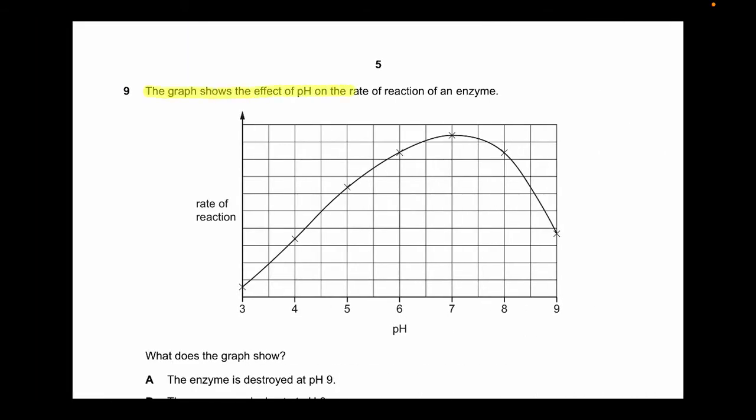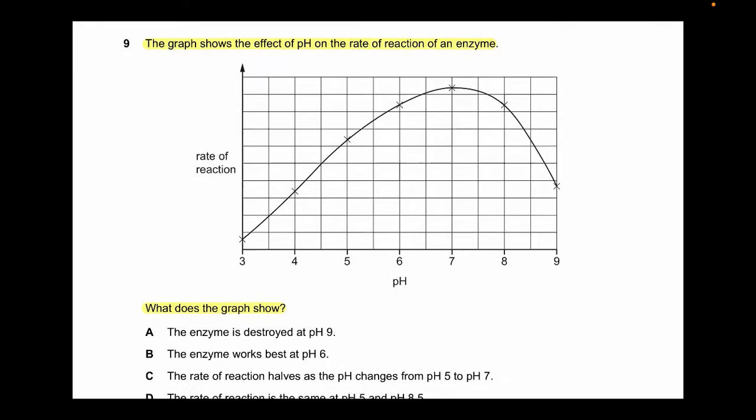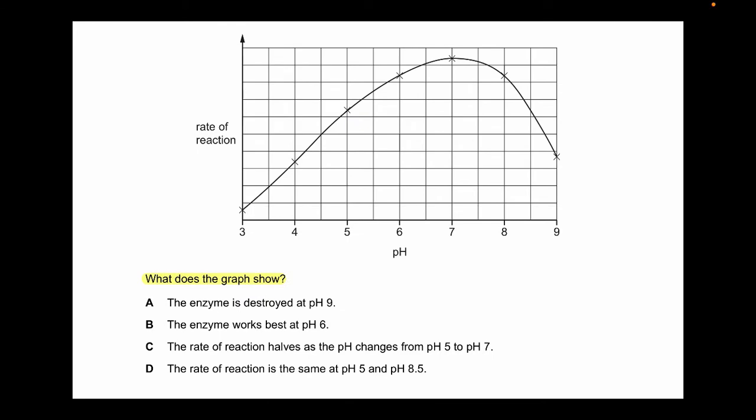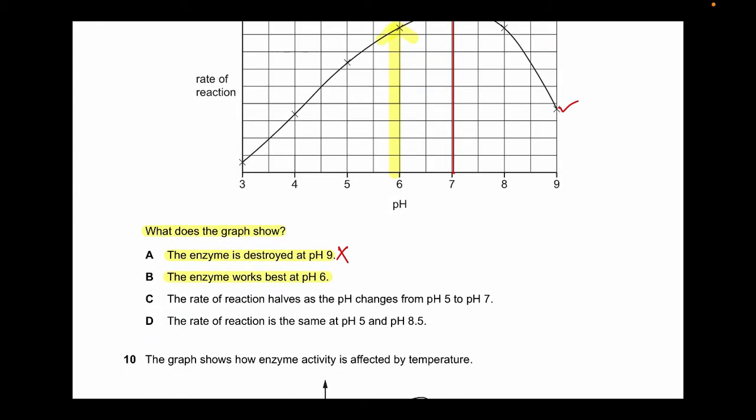The graph shows the effect of pH on the rate of reaction of an enzyme. What does the graph show? Guys, we can see at pH 7 we have the highest rate of reaction. So definitely pH 7 is the optimum pH. Now let's see. The enzyme is destroyed at pH 9. We still have some rate of reaction, so it's not destroyed. The enzyme works best at pH 6. We can see at pH 6 the enzyme is not working at its optimum rate.